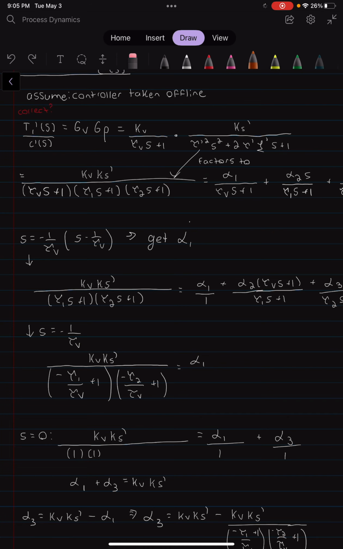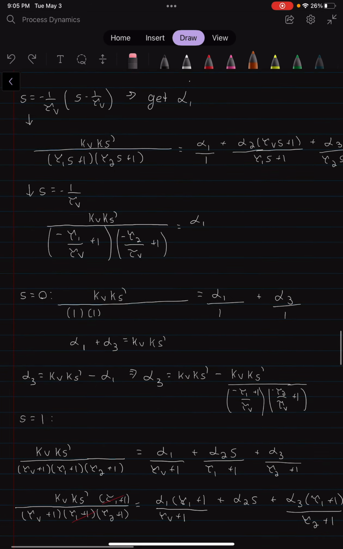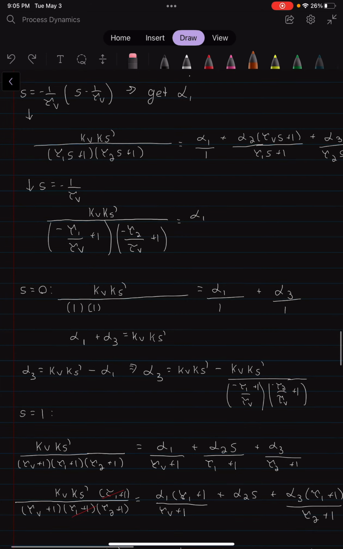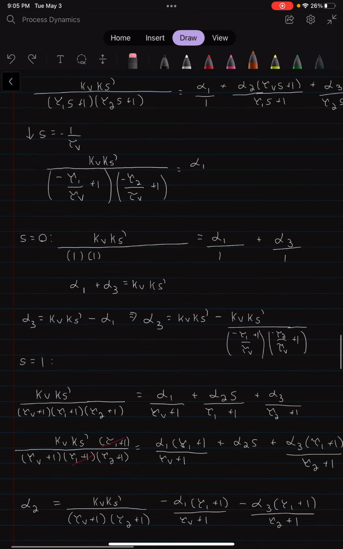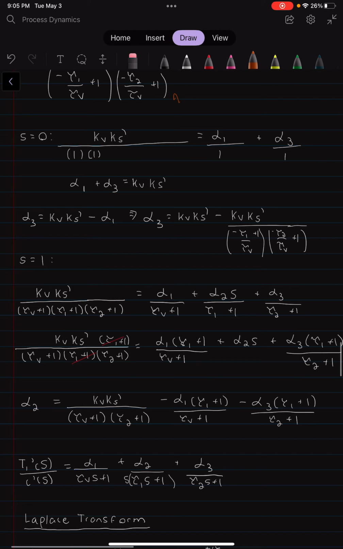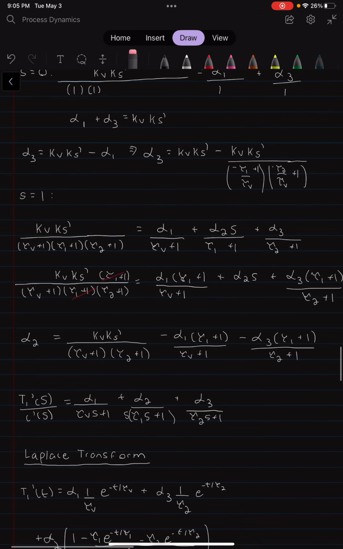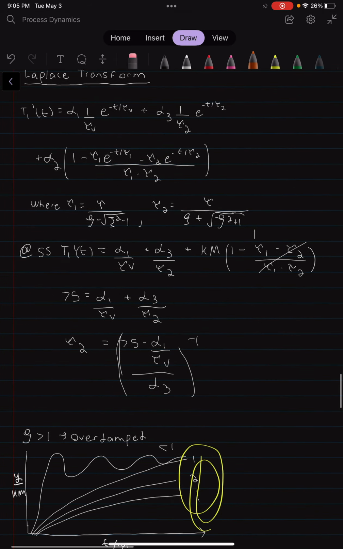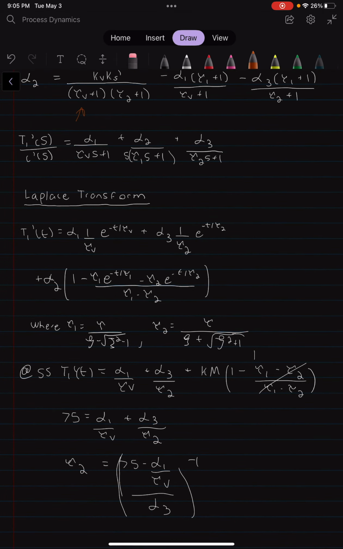In order to simplify this, we can take the Laplace transform. First, set S equal to negative 1 over tau V, and then multiply by tau V S plus 1. So you get alpha 1 is equal to this. With S equal to 0, you just get alpha 1 plus alpha 3 equals kV ks prime. And we get this mess for alpha 2 after setting S equal to 1. And then I'm just going to leave the alphas there because we can calculate and back solve for them later.